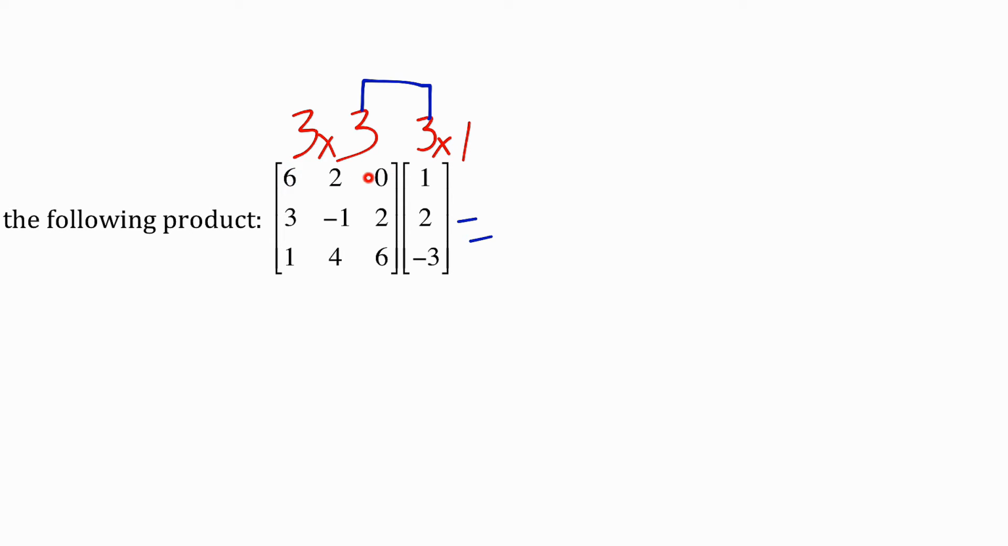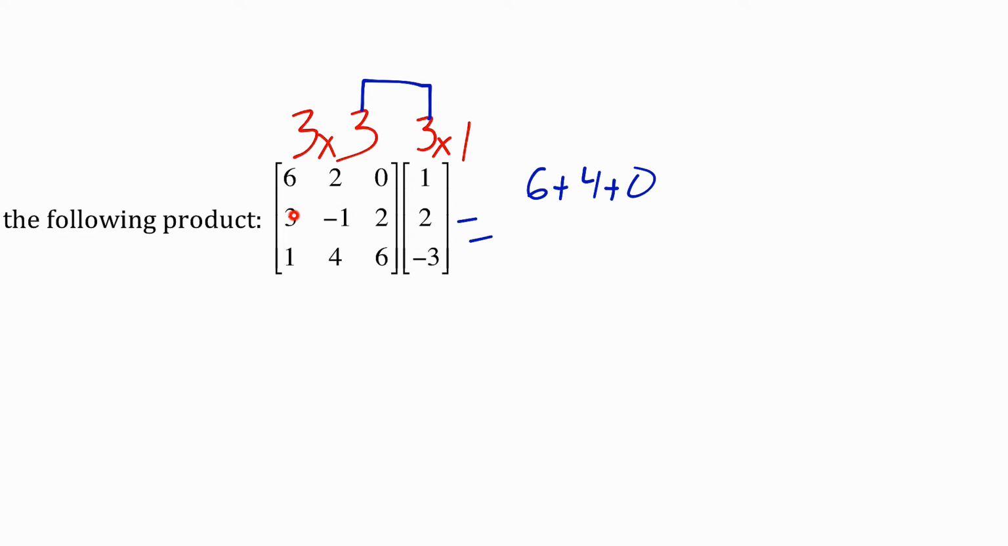We're doing this whole row here by this whole column here, which ends up being the whole matrix. So we have 6 times 1 gives us 6. 2 times 2 gives us 4. And 0 times negative 3 gives us 0. So now we've done this whole row by this whole column. Well, now there's no more columns to do, so let's move on to the next row.